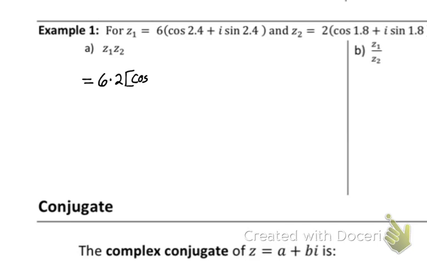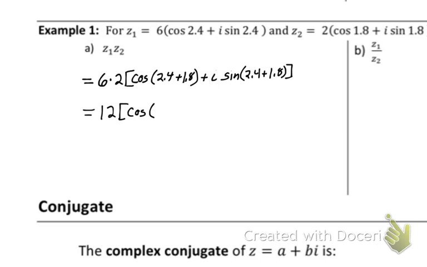I'll have cosine, and I'm going to add my arguments, so that would be 2.4 plus 1.8. I'm going to do the same thing for the sine value. Ooh, I should probably add a plus in there. Plus I times sine of 2.4 plus 1.8. And I bet a lot of you already beat me at this, it is 12 times cosine of 4.2 plus I times sine of 4.2.